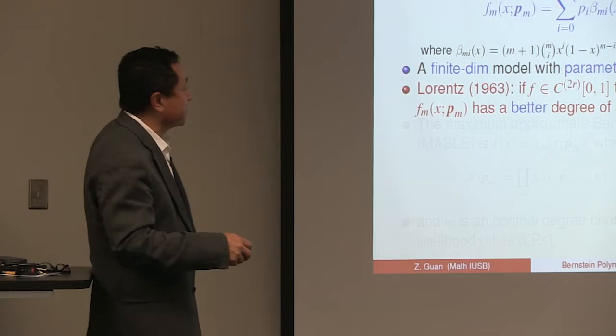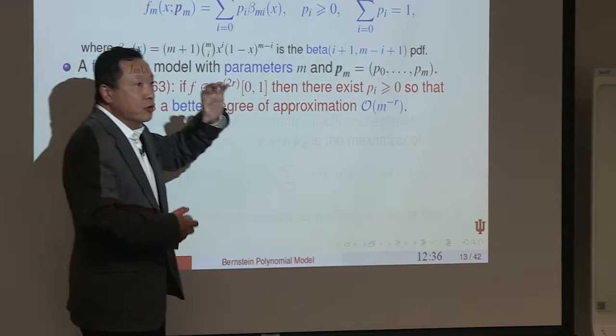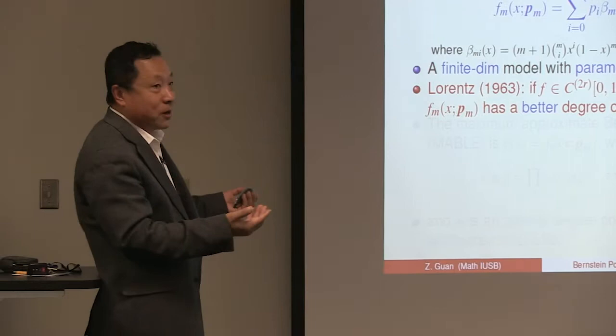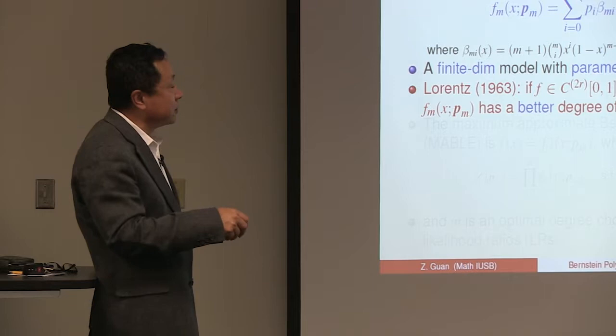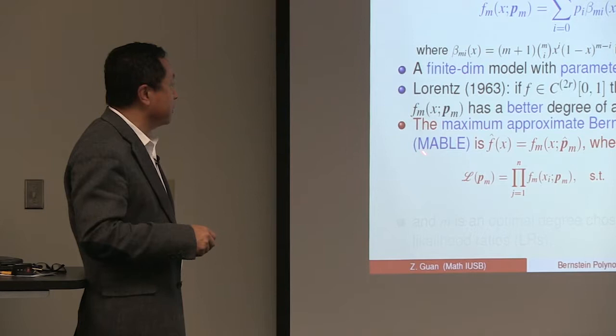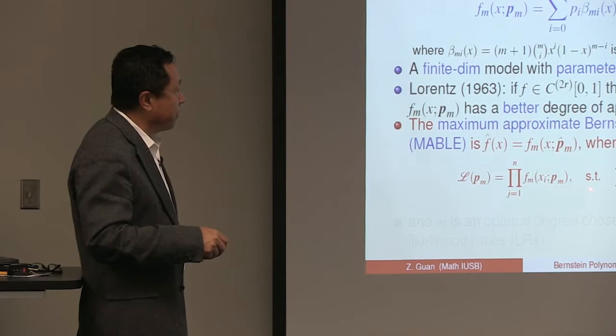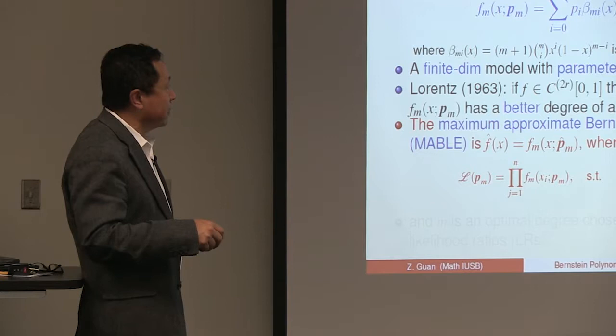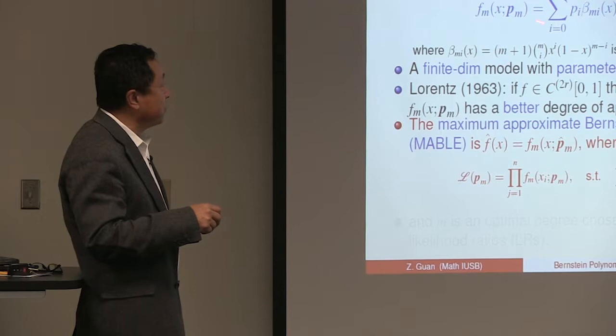Of course, people don't know how to calculate these p_i's using the function f. But of course, here in statistics, we don't worry about that. We actually don't know f of x. We just treat this as an unknown parameter. And then I call this the maximum approximate Bernstein likelihood estimator. So then we can write the likelihood with the constraints. Then we maximize the likelihood. Then we can obtain the maximizer, and then we replace the p_m by the maximizer.